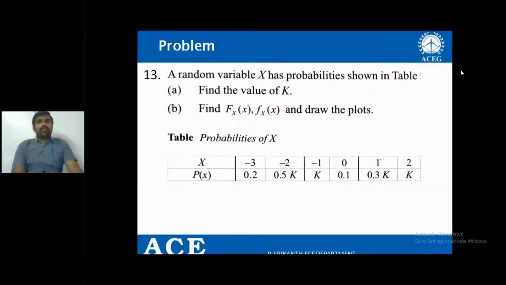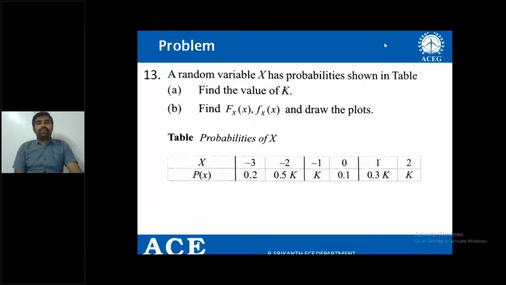Dear students, in the last session we discussed the cumulative distribution function and probability density function, and also the properties of the cumulative distribution function and probability density function. We also discussed some problems related to them. On the other day, I gave you an assignment problem, and the same problem is shown here.